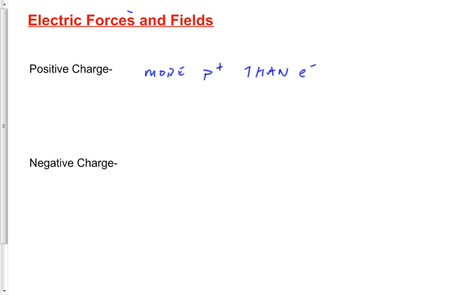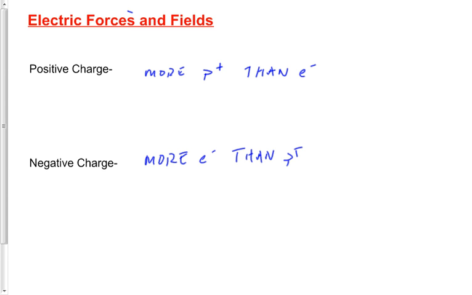It's almost never going to be the case where you have just protons or just electrons. We're going to have more of one than the other, or the same number. If we have the same number of protons as electrons, by the way, what would we say? It's not positive, it's not negative, it's neutral, right? So if positive is more protons than electrons, neutral is an equal number of protons and electrons, then negative, of course, is going to be more electrons than protons.